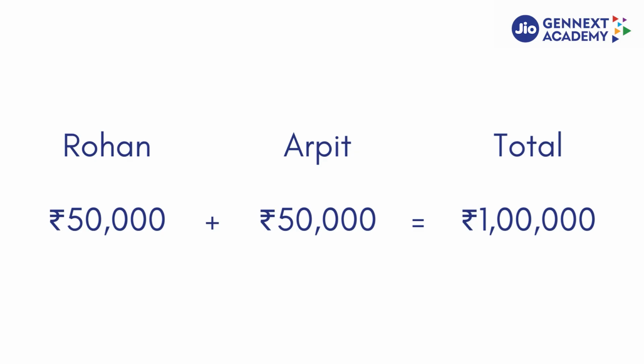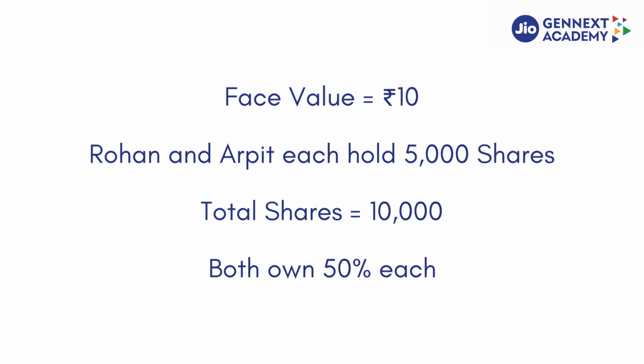To explain how this works, we will walk through a detailed example using a tech company called Nanocore Innovations, founded by two entrepreneurs, Rohan and Arpit. Rohan and Arpit each invested 50,000 rupees as share capital when they started Nanocore. So the total share capital is 1 lakh rupees, and they decided on a par value or face value of 10 rupees per share. This means each of them holds 5,000 shares, and since there are 10,000 shares in total, they each own 50% of the company.